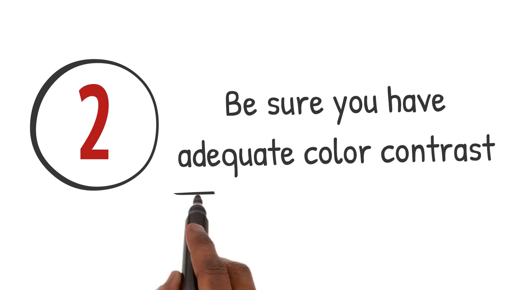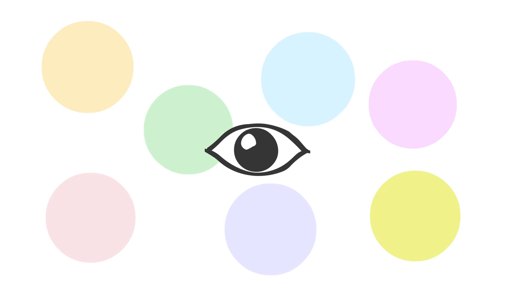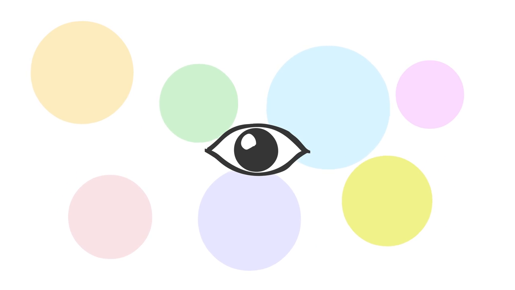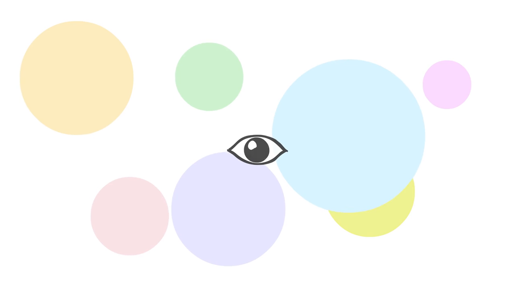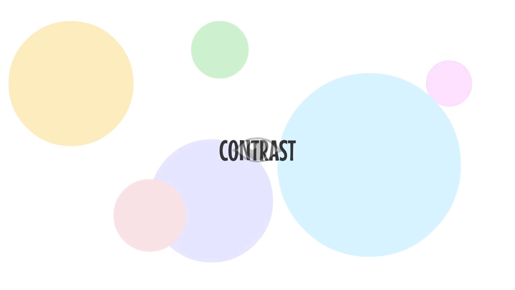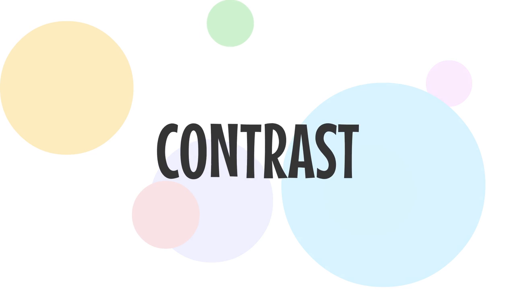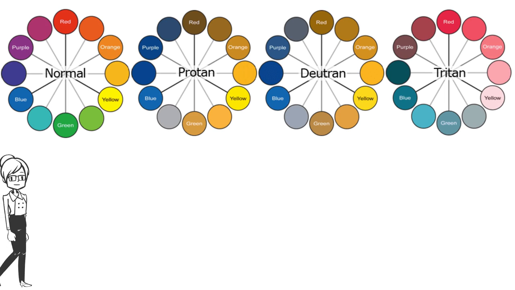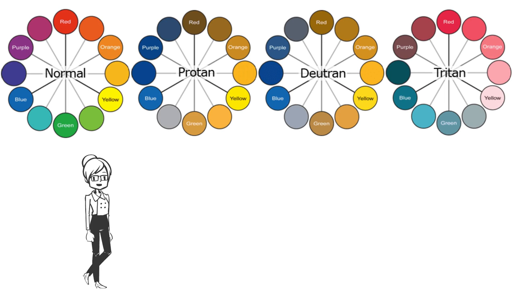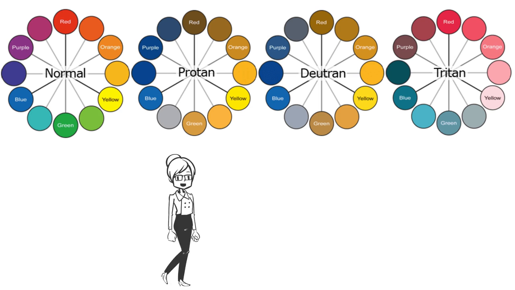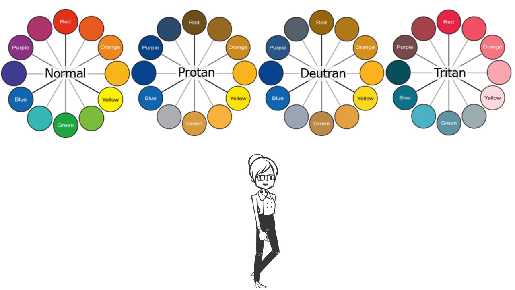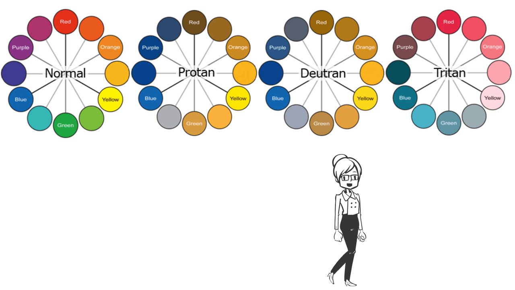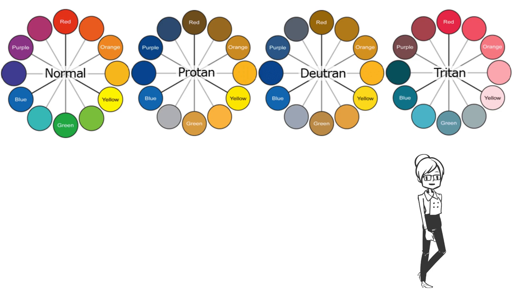So now we're at rule number two. Ensure you have proper color contrast. People with low vision, cataracts, and/or color blindness will not be able to see your text or graphics if the contrast between the background and the foreground is not adequate. Frankly, given the wide range of visual perception, color contrast is not something you can determine with the naked eye. Instead, we recommend you use a tool to check contrast.